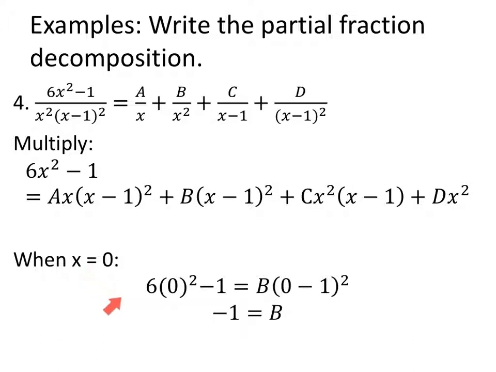When x equals 0, make sure you plug it in on the left as well as the right. A times 0 is 0. C times 0 squared, D times 0 squared. C, D, and A are going to go away. All I'm left with is 0 minus 1, all squared, which is 1. B equals negative 1. Easy answer. Love it.